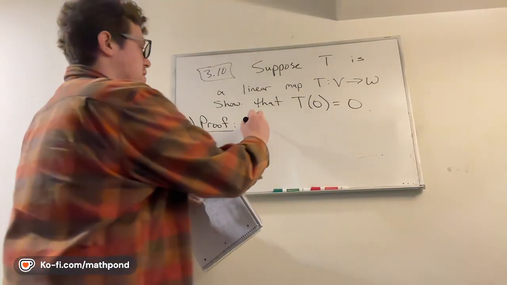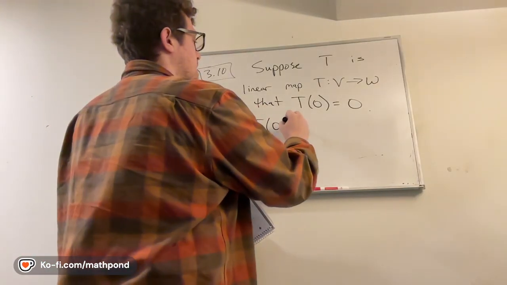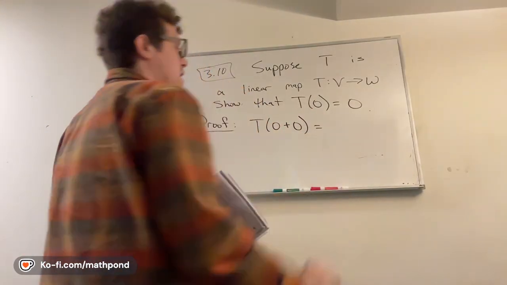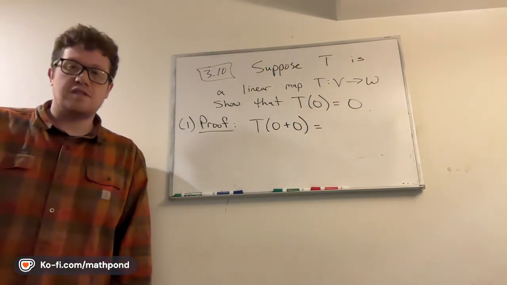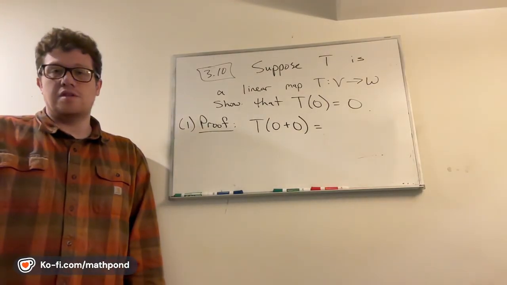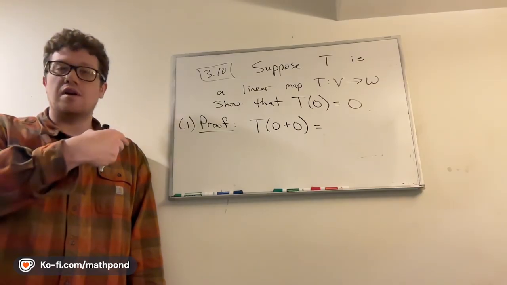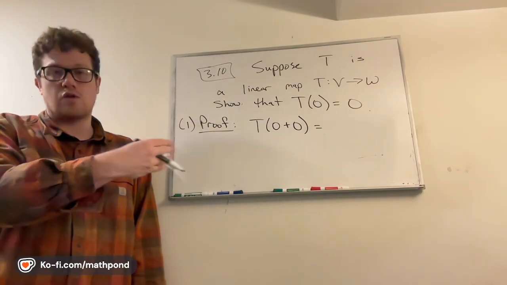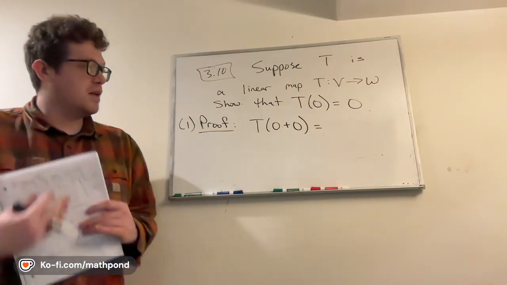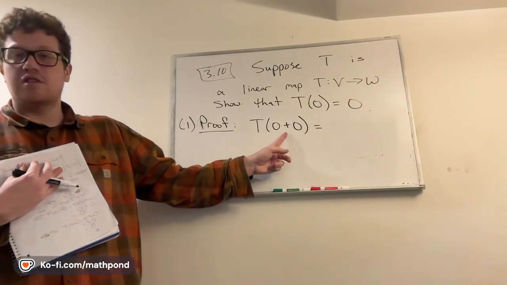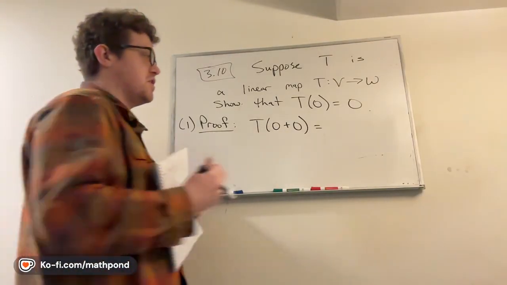So T of 0 plus 0 is obviously just T of 0, right? Because 0 plus 0 is 0. And using the linearity property, or actually the group homomorphism property, the fact that it's a group homomorphism under addition, this is T of 0 plus T of 0.